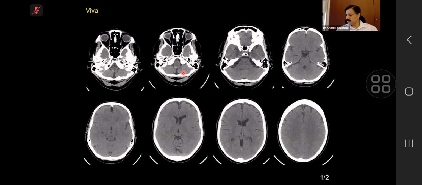Now, this is a type of case which will be very difficult for you in the exam, where on a CT scan, usually you don't see cavernomas, but please remember that cavernomas can cause hemorrhage. Within the lesion there can be hemorrhage, so that will be high density. And look at this one, it is just at the medulla. So this is a type of case which will be difficult.